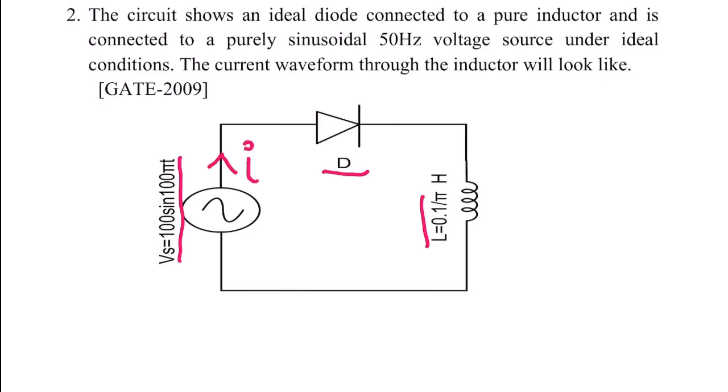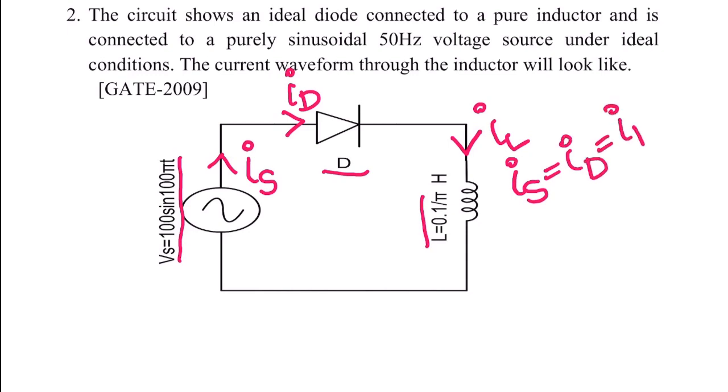The current passing through the sinusoidal source is the supply current, so I can write it as is. The current passing through the diode from anode to cathode I am representing as id, and the current passing through the inductor I am indicating as il. If you look at it, source current, diode current, and inductor current are all the same: is equals id equals il. Too many variables are confusing, so I'm indicating it simply as il.